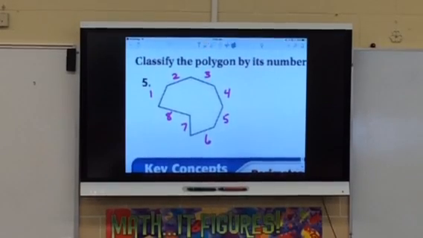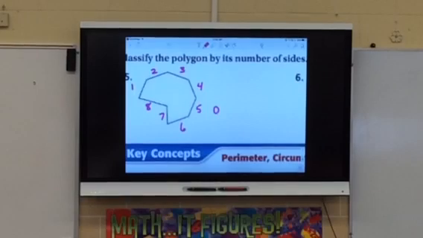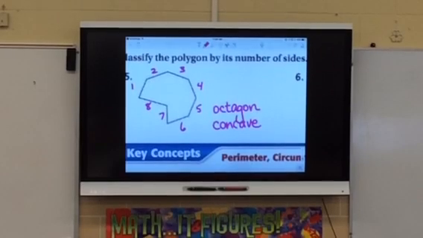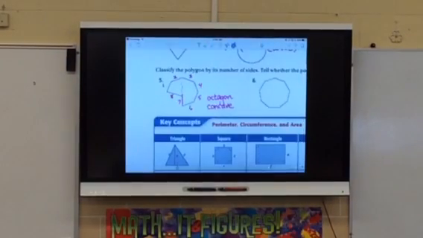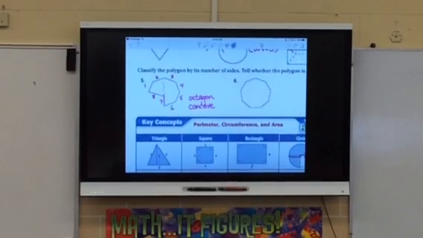So that has 8 sides. It's a what? Octagon. Concave or convex? Why? Concave, because it touches interior points. Concave, caving in. Touches interior points. If you stretch out that side, for example, boom, all those interior points. Okay. Convex are the pushed out ones, concave are the caving in ones.